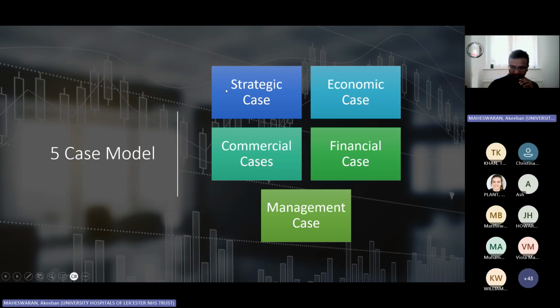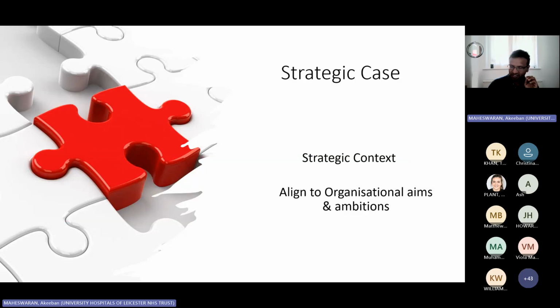So they're the key things. I'm going to miss the next slide and come back to that because it's a good summary slide. So us as medics, clinicians, will be focusing almost completely on the first 2 bits, which is the strategic case and the economic case. Okay. The other bits you'll probably need some help with, but we'll touch on them in a little bit as well.